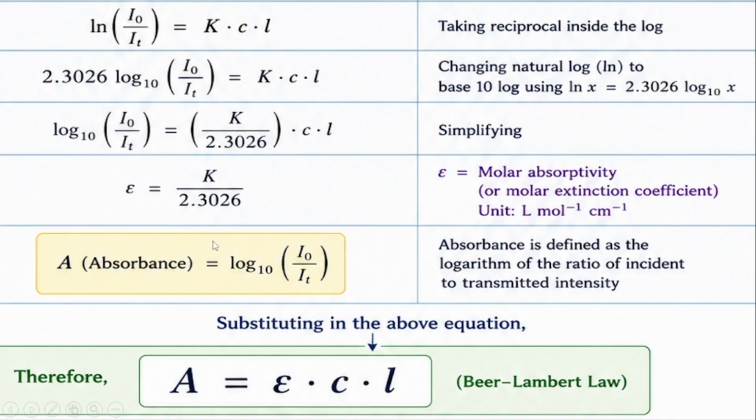And at the same time, the value of this term, that is log to the base 10 I0 by IT, is nothing but the absorbance. That is the logarithm of the ratio of incident to transmitted intensity. And after substituting the values of epsilon and absorbance here, we get the final Beer's-Lambert's law, that is capital A is equal to epsilon dot C dot L. So I hope you are clear with the derivation of Beer's-Lambert's law.